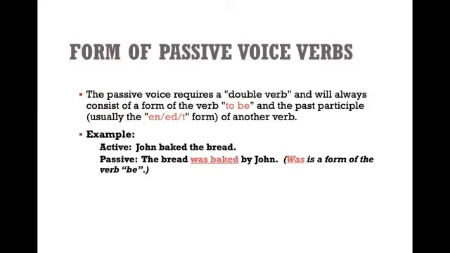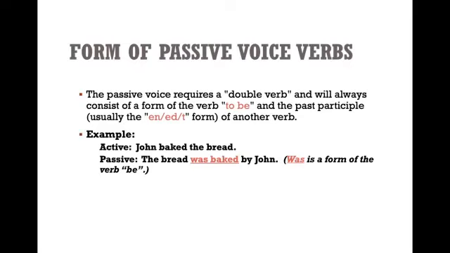So how do we know when we look at the words themselves? What kind of verbs do you use in passive voice? The passive voice requires a double verb and will always consist of a form of the verb to be and the past participle, usually an -en or -ed form of another verb.